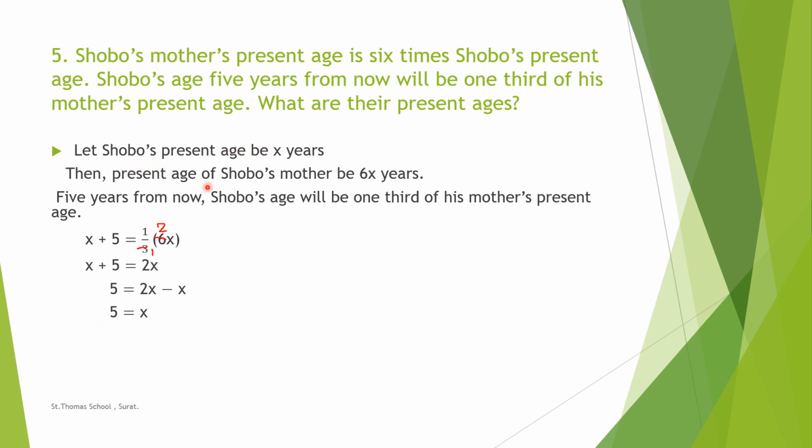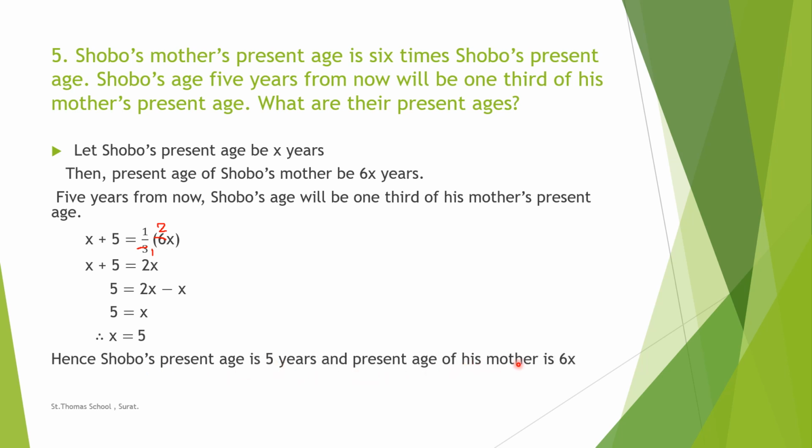So what is his mother's present age? 6x. That means 6 into 5, 30 years. x is equal to 5. Hence, Shobo's present age is 5 years and the present age of his mother is 6x, that is equal to 6 multiplied by 5. The x value we got is 5, that is 6 fives are 30 years. It's clear?